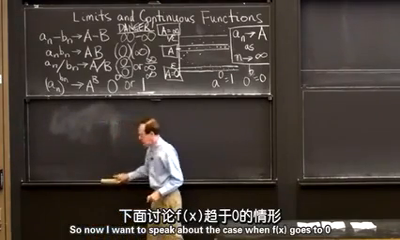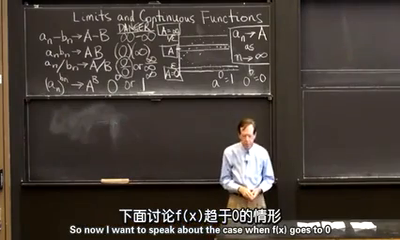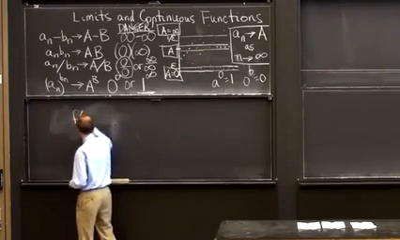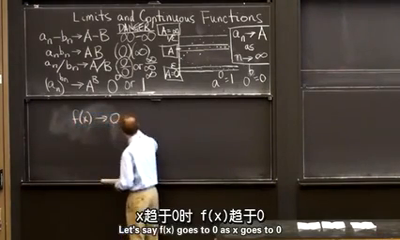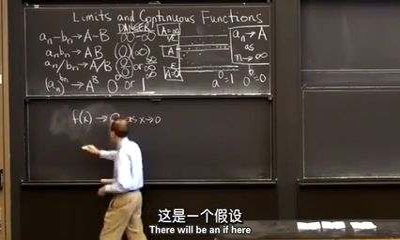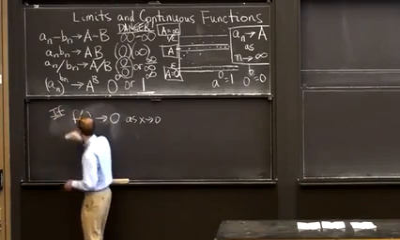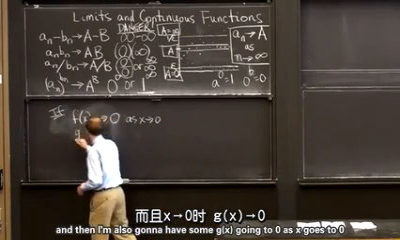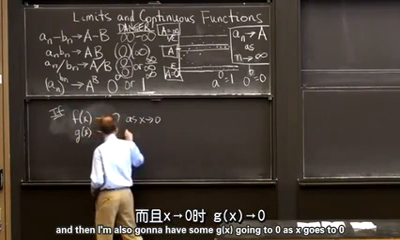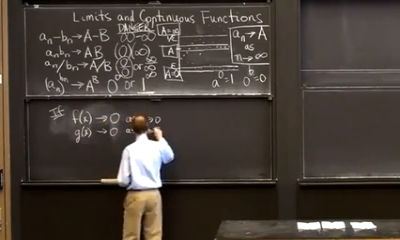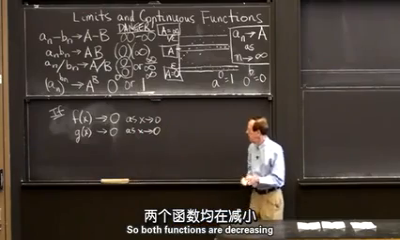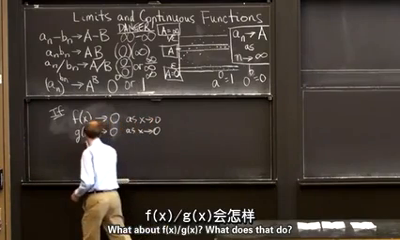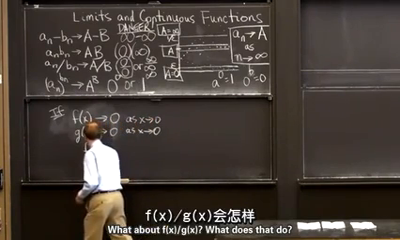Okay. So I now want to speak about the case when f of x goes to 0. Let's say f of x goes to 0 as x goes to 0. So there'll be an if here. I have to say what that means. And then I'm also going to have some g of x going to 0 as x goes to 0. Okay? So both functions are decreasing. And my question, let me ask the question first, what about f of x over g of x?